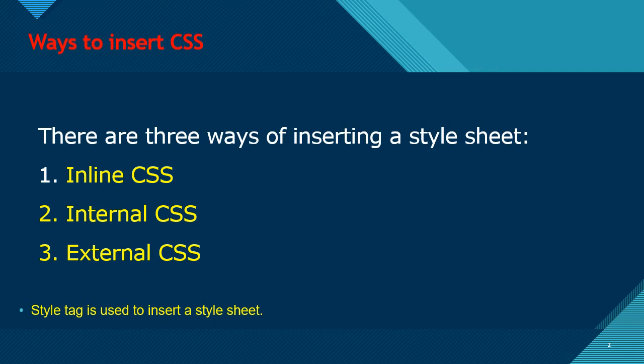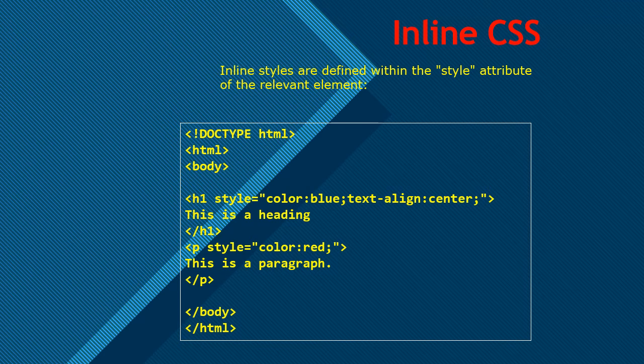Style tag is used to insert a style sheet. Now there are three ways of inserting a style sheet: inline CSS, internal CSS, and external CSS. Now I am going to explain all these three ways of inserting a style sheet one by one. Inline styles are defined within the style attribute of the relevant element.